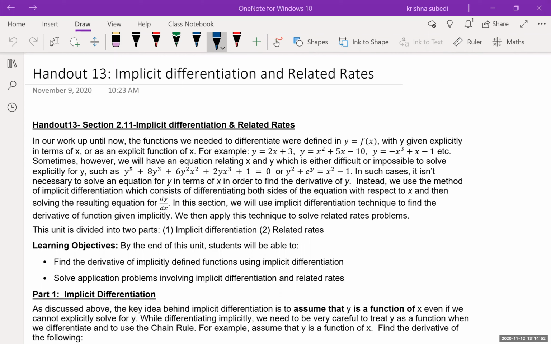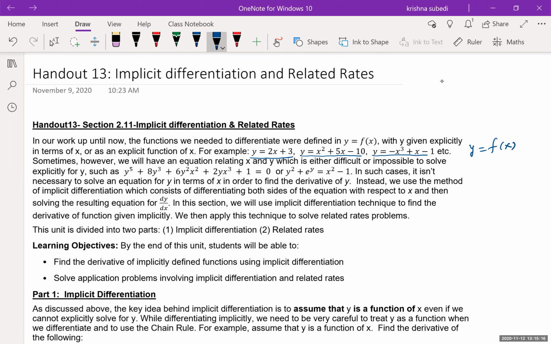For example, y equals 2x plus 1 plus 3, y equals x squared plus 5x minus 10, y equals negative x cubed plus x minus 1, etc. So in all of these cases, y is given explicitly in terms of x. Y is a function of x.